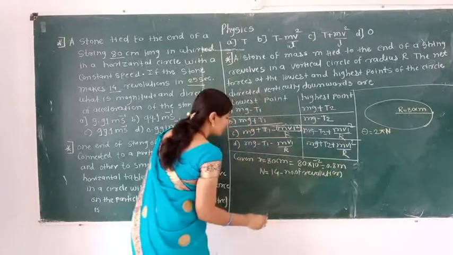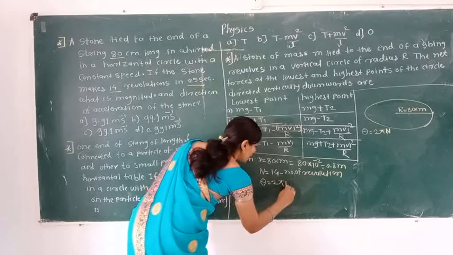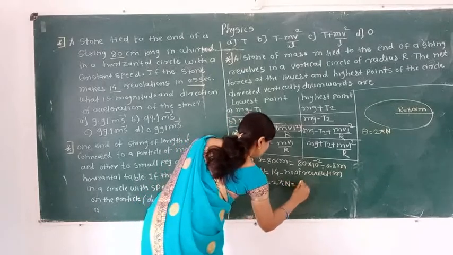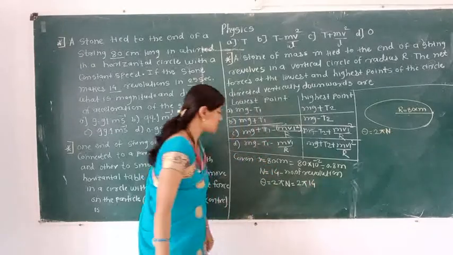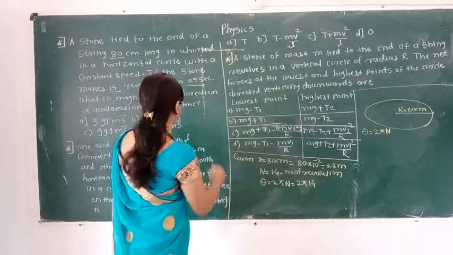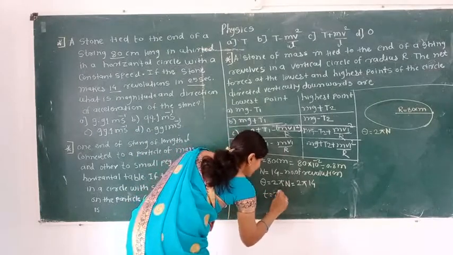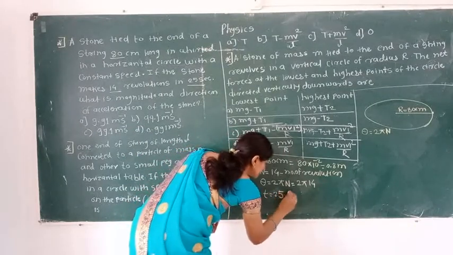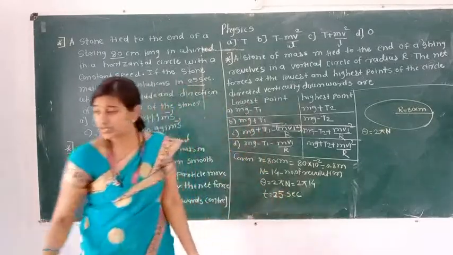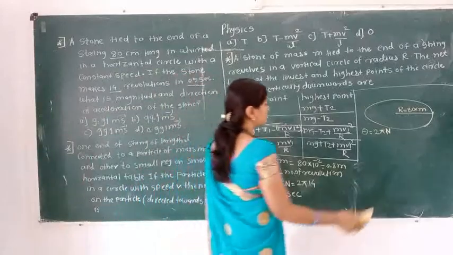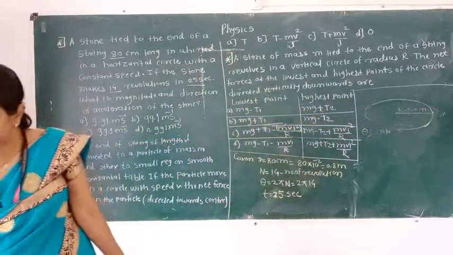So putting this value, theta is equal to 2 pi into N, with N equal to 40, we get this value. Next is time. T is given: T is equal to 25 seconds. Now which quantity do we have to find? It is nothing but acceleration.